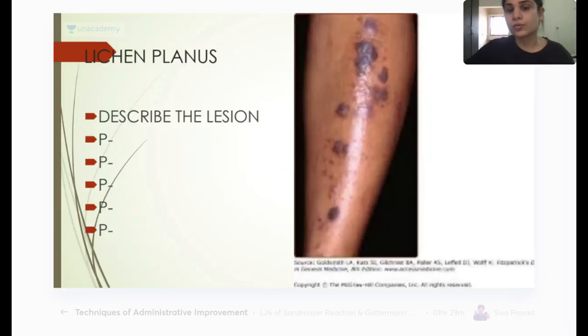Now moving on to lichen planus. So can you describe the lesions of lichen planus? Anyone? Yes. So five P's. They are purplish. They are planar. They are papular. They are pruritic, itchy. And plaque-like.